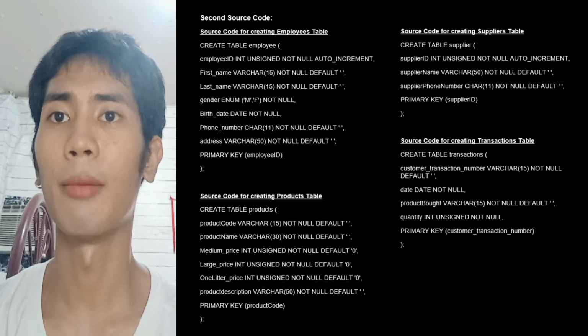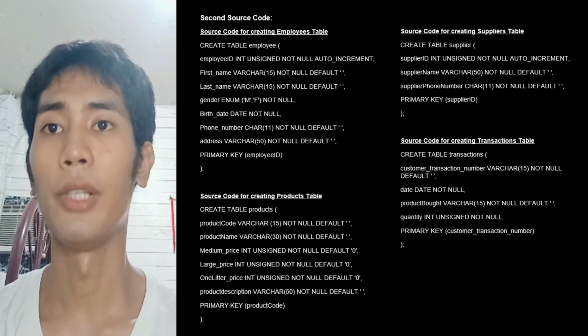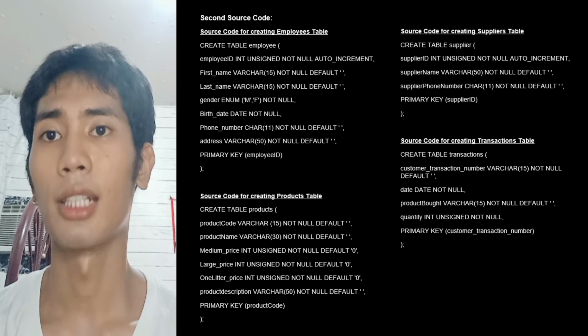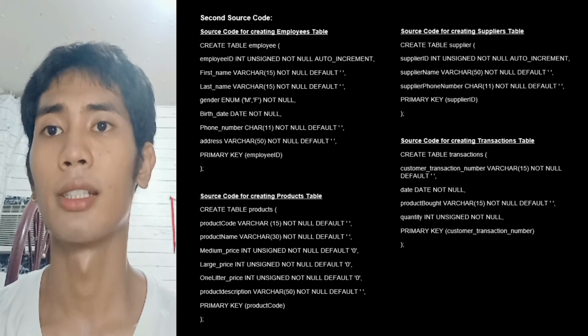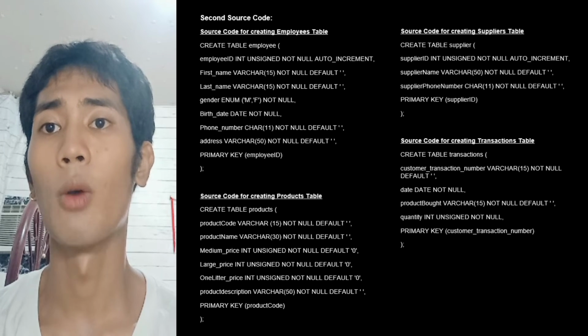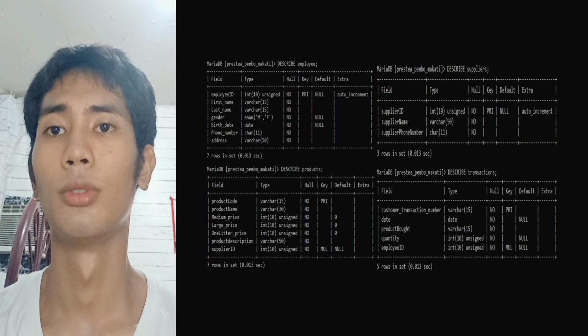Second is CREATE TABLE followed by the table name and followed by the table structure: field, type, null, key, default, and extra. We use this in making tables like employee, product, suppliers, and transaction table in the database. The structure of each table was demonstrated and discussed to you a while ago by my fellow group members. This is the output of the source code.